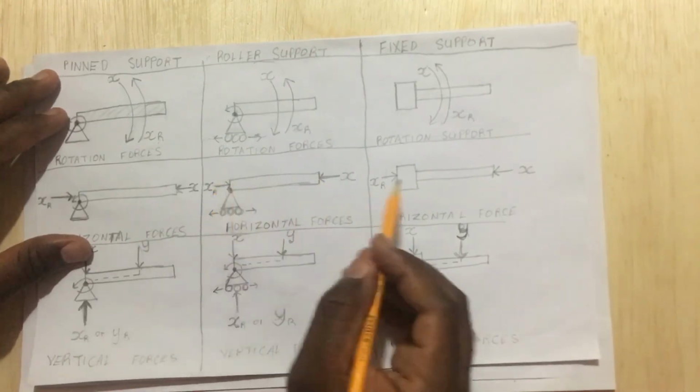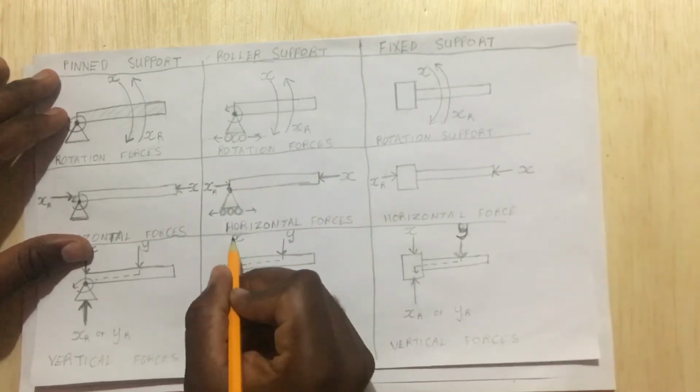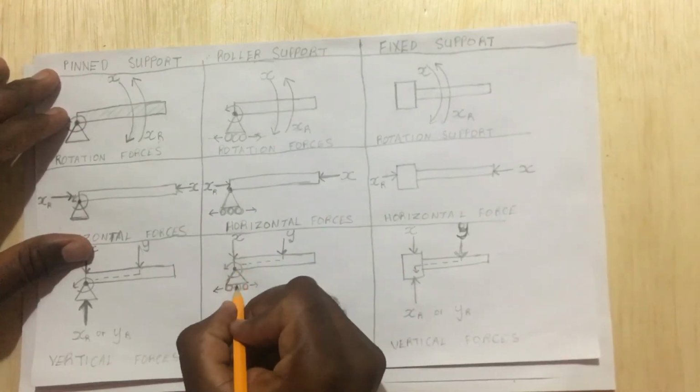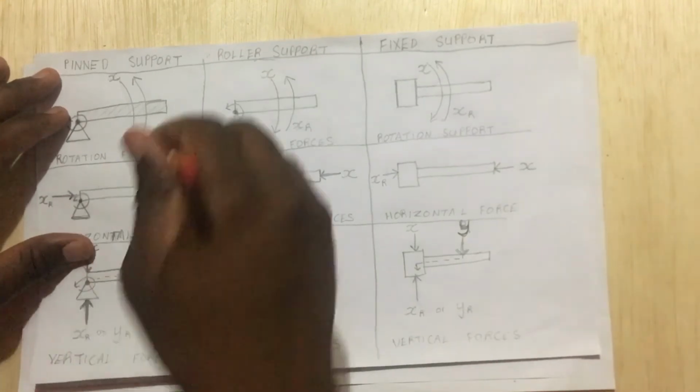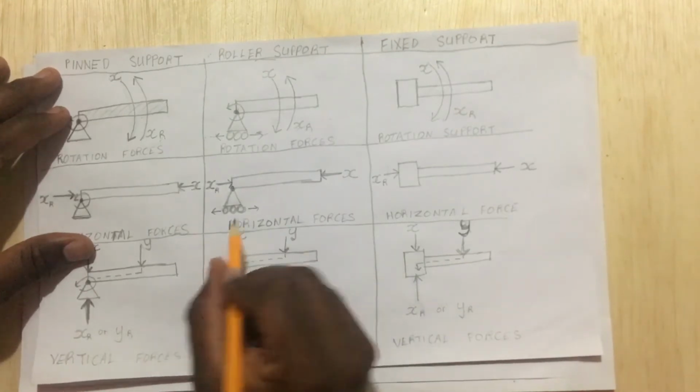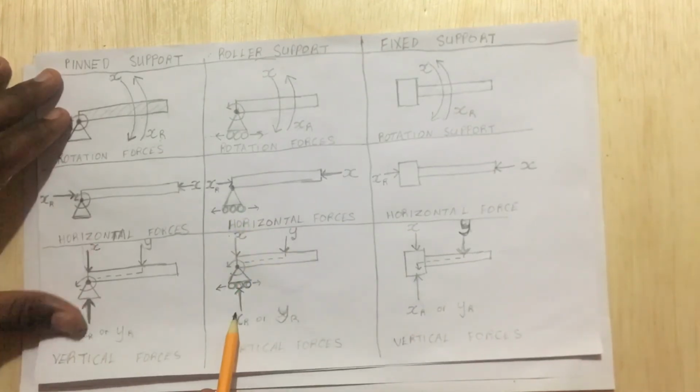However, if a vertical force is applied, since a roller support is not able to move vertically, it will resist. So if 10 newtons is applied here, there will be a resistance of 10 newtons.